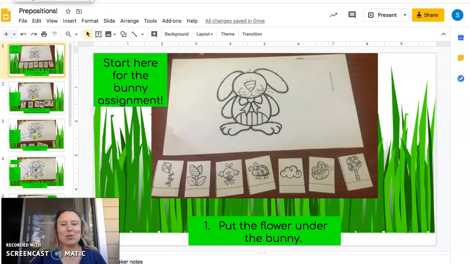Hey guys, so here's Mrs. Smith, and I've actually moved outside to my deck. And the cat's out here with me. And we are going through our assignment on prepositions.